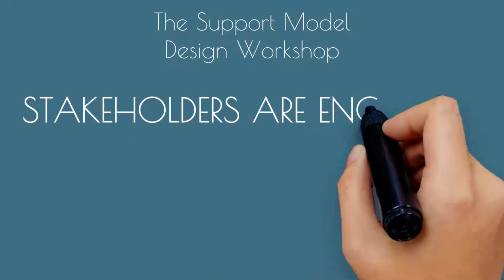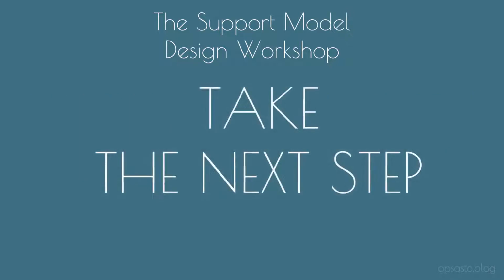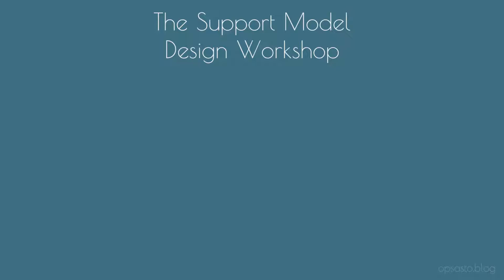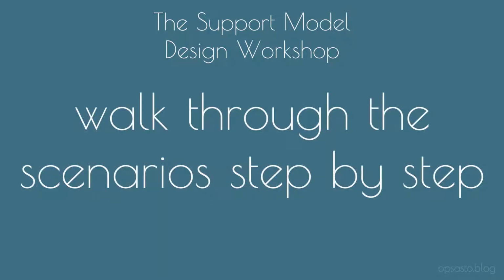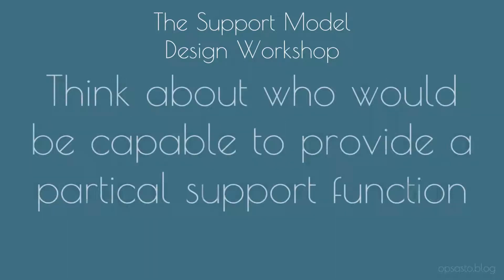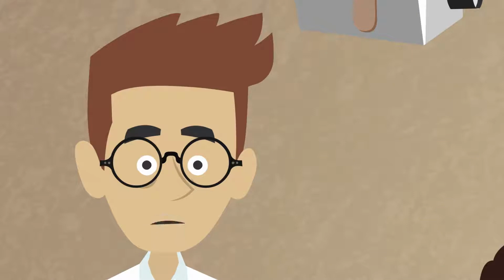After the stakeholders have been engaged and the scenarios have been agreed, the next step is conducting the workshop. Here are tips to consider while conducting the workshop. Start to work through the models by answering the suggested questions. Identify which functions are needed, who is best positioned to provide the support, and how the support will operate. When facilitating this discussion, it is helpful to go through each scenario from the beginning to the end, working through the logical flow of the support model.